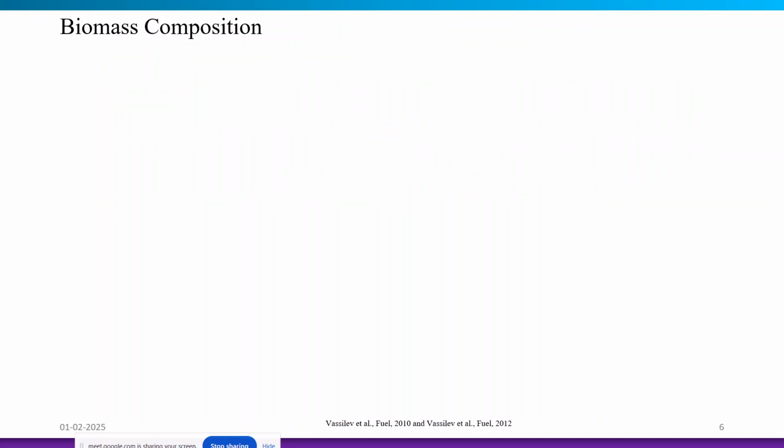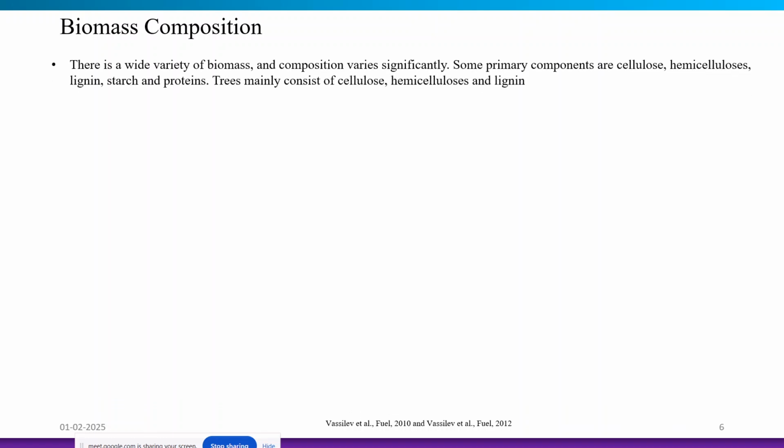So the next one is biomass composition. There is a variety of biomass and the composition varies very significantly. We cannot assure the composition, even in the same area, if the biomass is different, the composition will be different. It depends more or less on the environment, the weather, and also the soil quality. The primary constituents of those biomass may be the same, but depending upon the environment, the composition may vary in percentage.